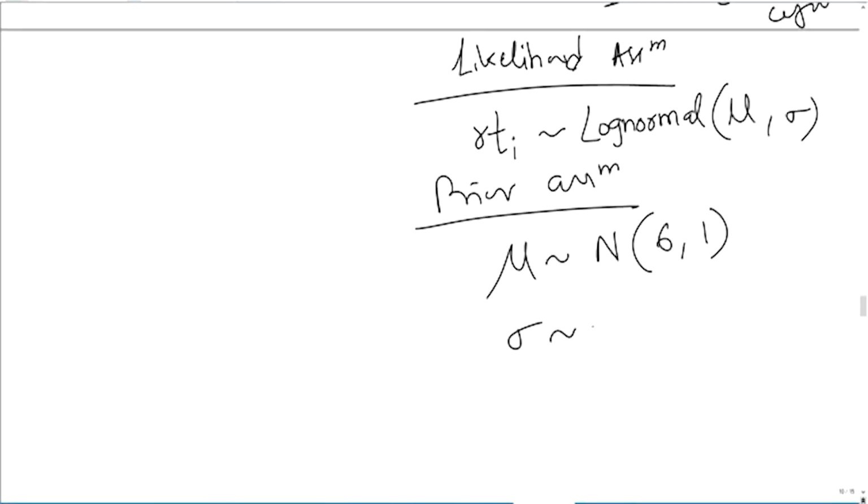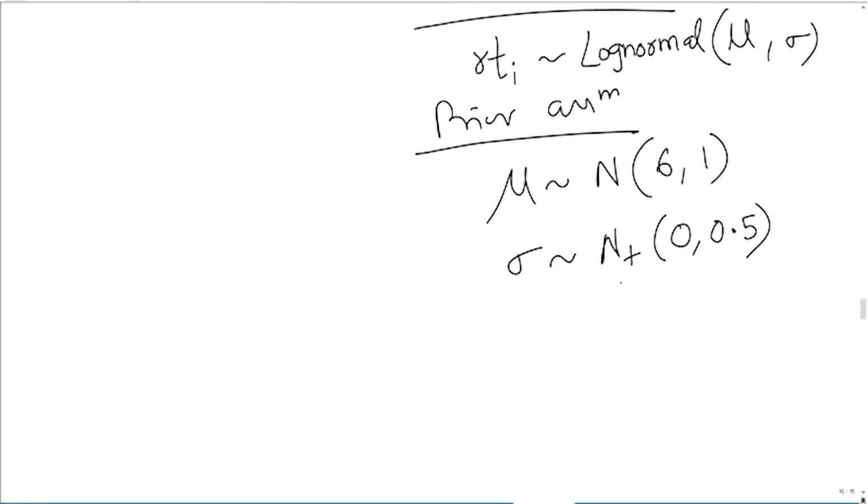On sigma, the prior is truncated normal 0, 0.5. Let's say these are the priors on mu and sigma. This likelihood is log normal. RTi is some reaction time, and let's say your data gives you 500 data points, RT1, RT2, up to RT500. So you have 500 data points here.